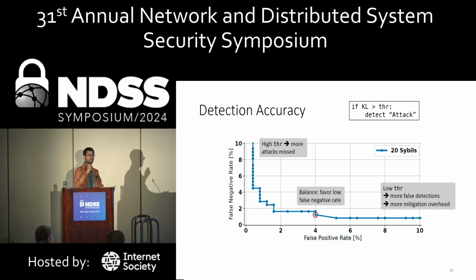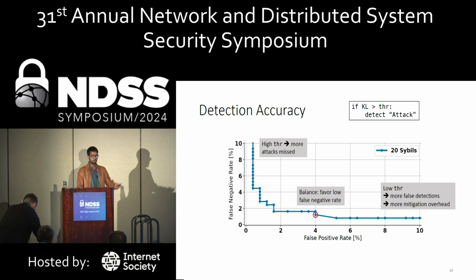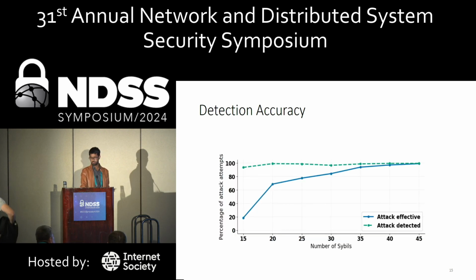It's fine to have some overhead due to mitigation, but you want to prevent all these attacks. In the paper, we suggest a certain detection threshold, which gets less than 1% false negatives, but about 4% false positives. If we run the detection using that chosen threshold, you detect pretty much 99% of the attacks across the number of Sybil peers that the adversary launches.